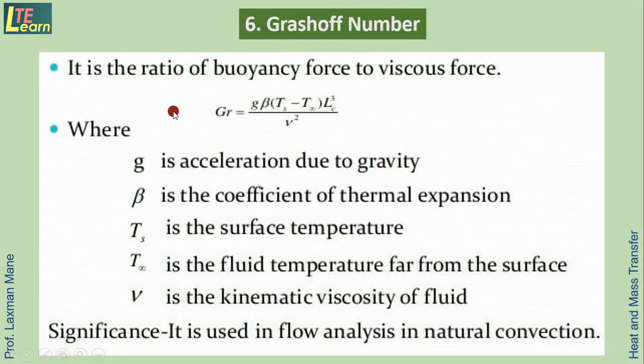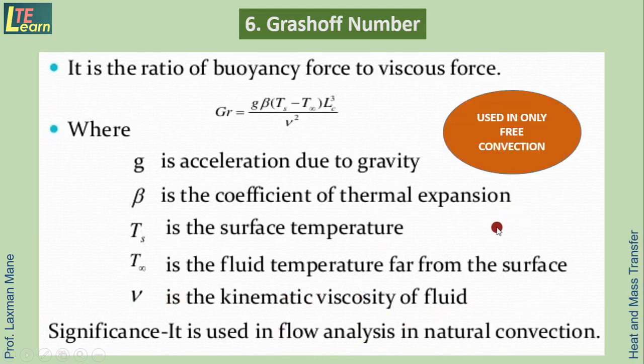Grashof number, which is the ratio of buoyancy force to viscous force. Mathematically it is written as g beta into bracket Ts minus T infinity into Lc cube divided by nu square, where g is acceleration due to gravity, beta is the coefficient of thermal expansion, Ts is surface temperature, T infinity is fluid temperature, and nu is kinematic viscosity of fluid. Grashof number is used in flow analysis in natural convection or free convection.